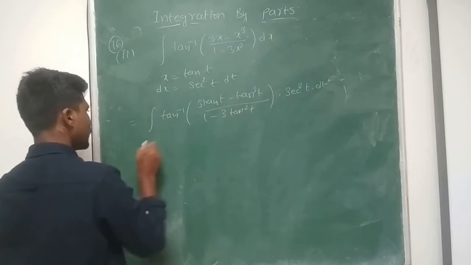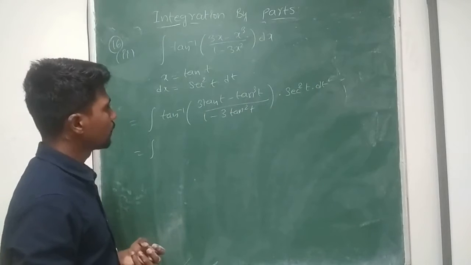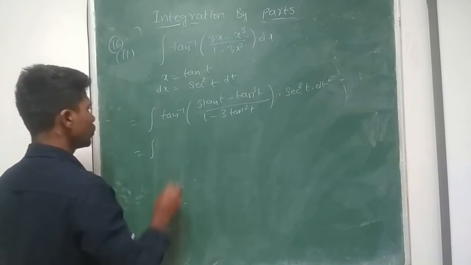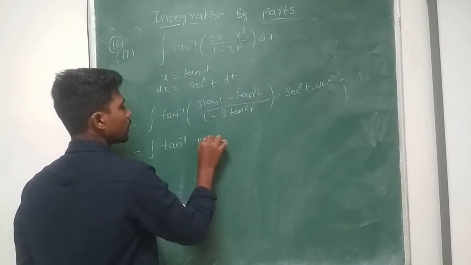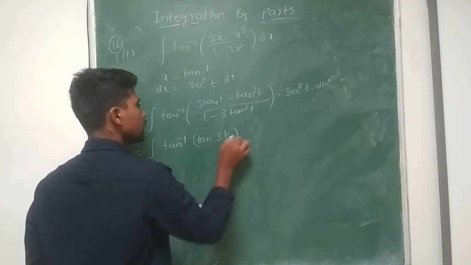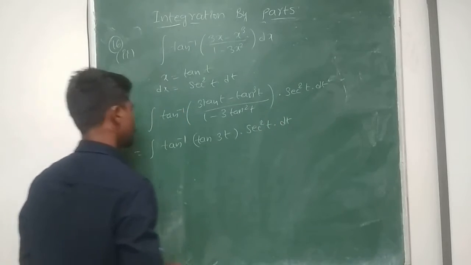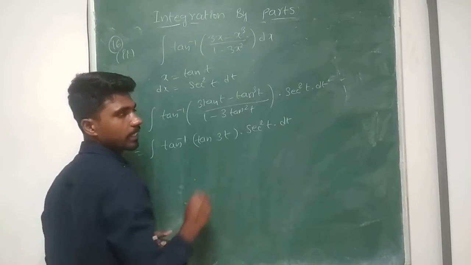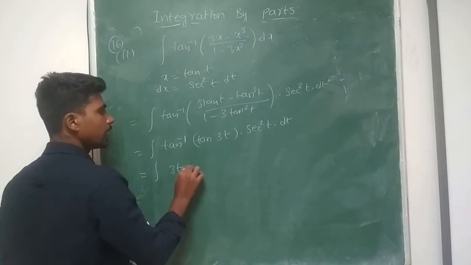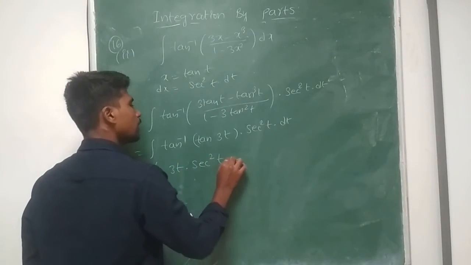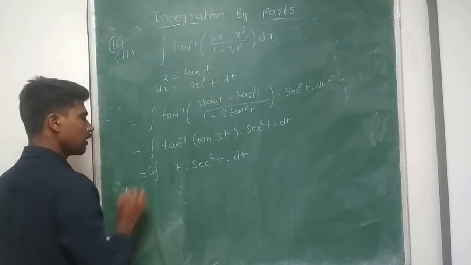So now this particular thing is nothing but equal to tan 3t. So I get the integral of tan inverse of tan 3t into secant square t dt. Tan inverse of tan x is nothing but x. So I get the answer as the integral of 3t into secant square t dt. 3 is a constant, so I can write 3 outside.